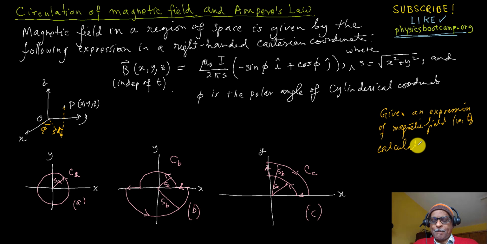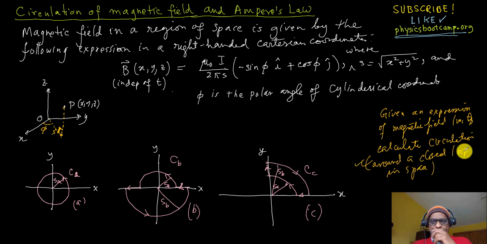Calculate a property called circulation, and it's about a closed loop in space. So that's what circulation is. This thing is really not stated, but we just calculate the circulation. So there are three problems here we want to do.